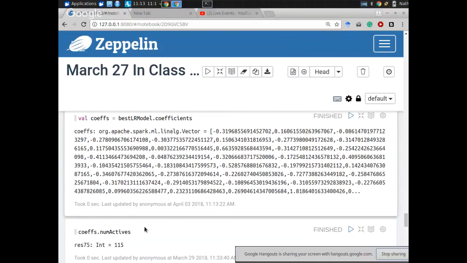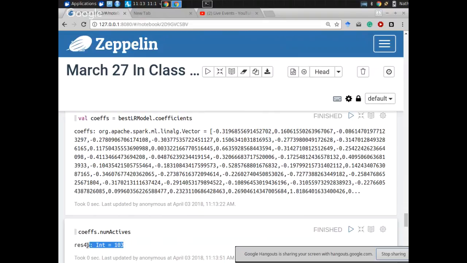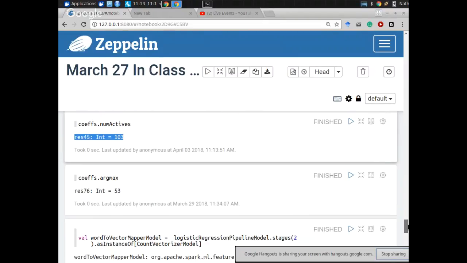Oh, I think that would be a good practice. It doesn't do it automatically for you. You would have to do that yourself. Yeah. This is the number of active coefficients there.